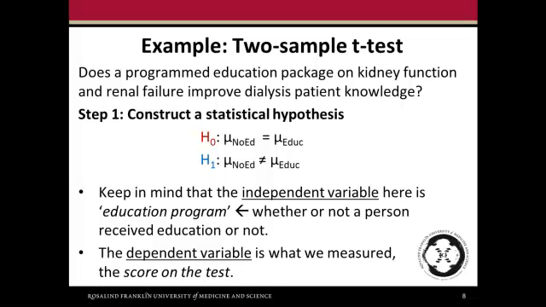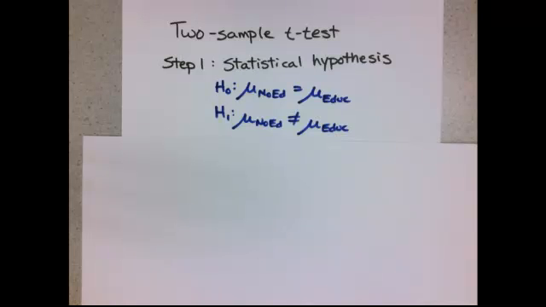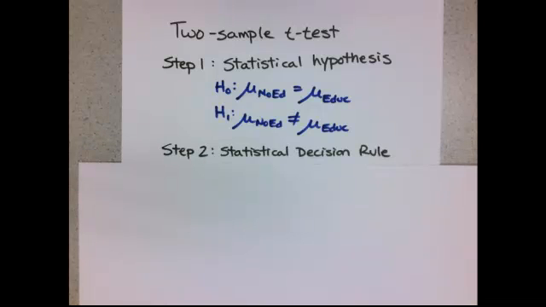So keep in mind here that our independent variable is the education program, so whether or not they received it, and then the dependent variable is what we are actually measuring, which is the score on the test. So here we have our null hypotheses that we just talked about. Our second step, of course, is setting our decision rule, which is setting our alpha at 0.05, so that's standard.